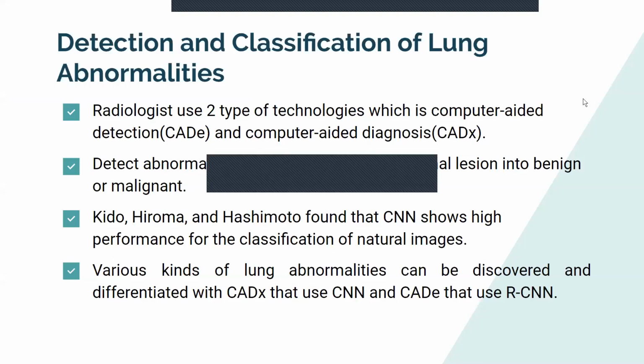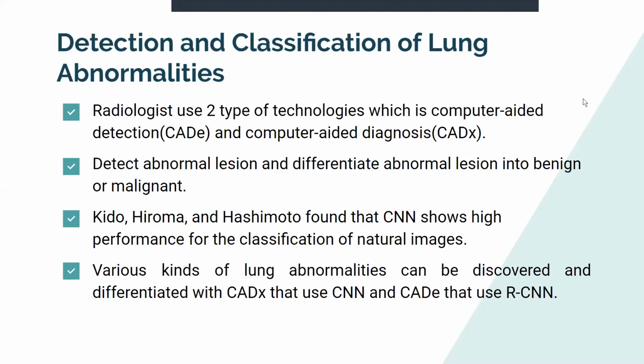So a study made by Kido, Hirano, and Hashimoto in 2018 found that CNN shows high performance for the classification of natural images. For the study, 163 and 372 two-dimensional CT images of patients' lungs with abnormalities were used. Next.